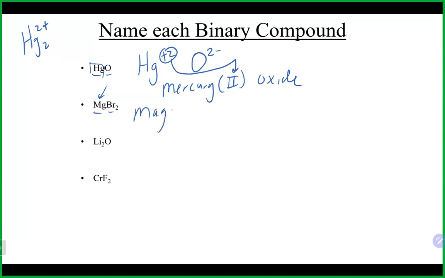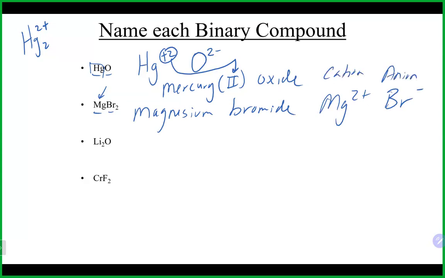Which would be magnesium and bromide. And again, here, no Roman numerals needed because the magnesium has a fixed +2 charge in this case. The magnesium is +2. Our anion here is Br-. And again, there's 2 of them to balance out the charge.